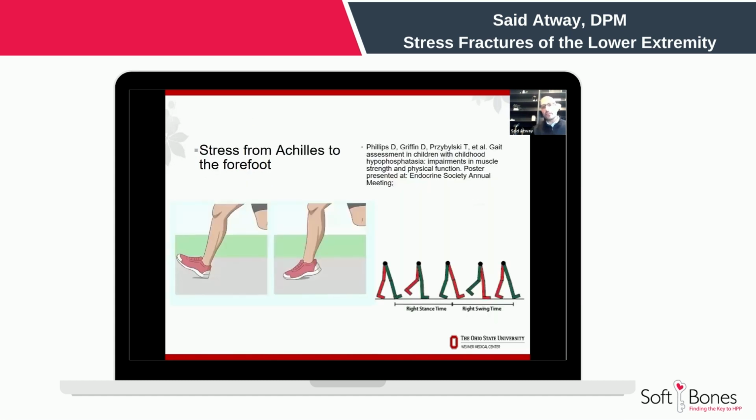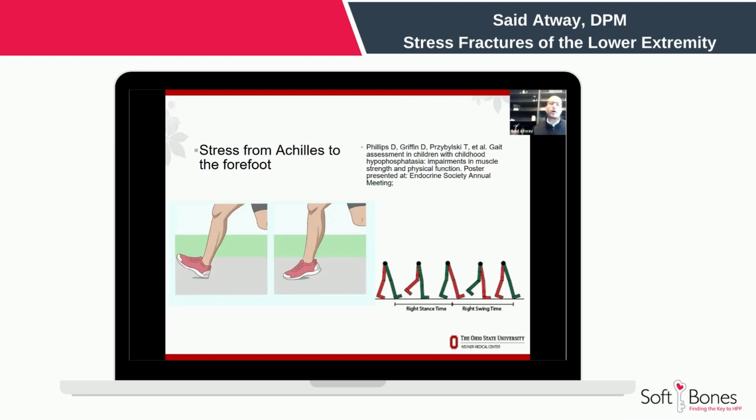Specific to HPP patients, this is an interesting presentation. I wasn't able to track this down very well, but impairments in muscle strength and physical function at the Endocrine Society annual meeting. So I might have to tap into Dr. Ng to see if I'm able to track that down. But looking at these patients and how there may be failures in their gait pattern, either because they're predisposed because of the HPP or how they've developed over time.